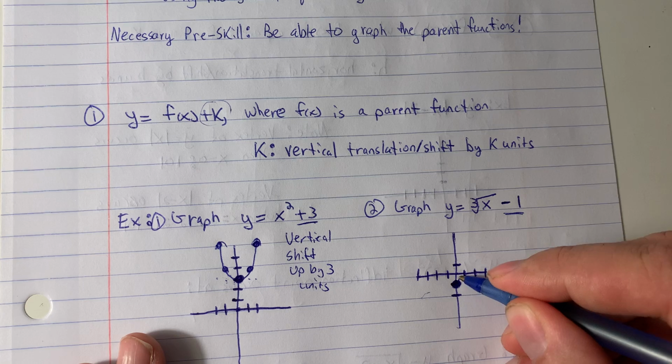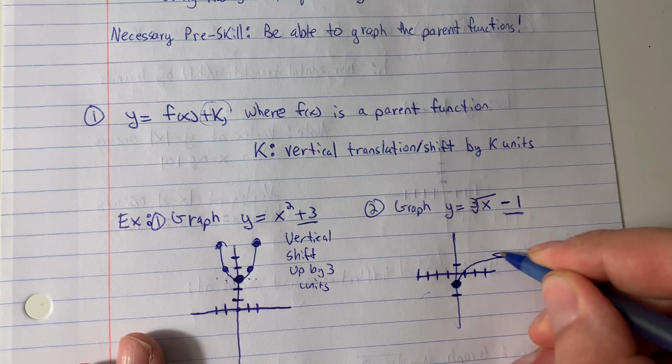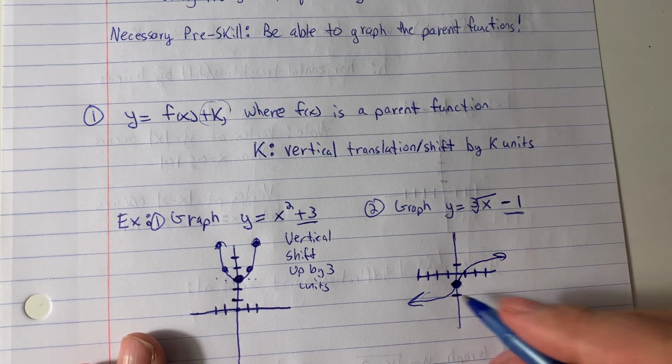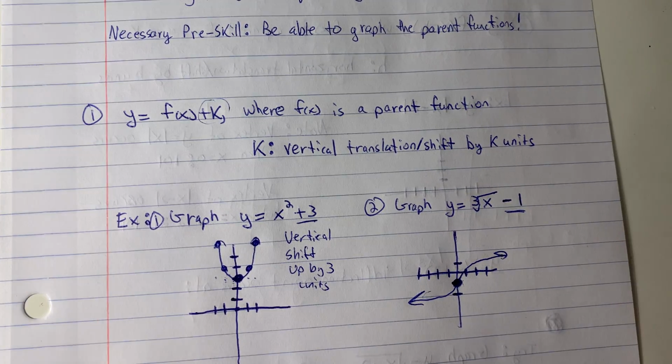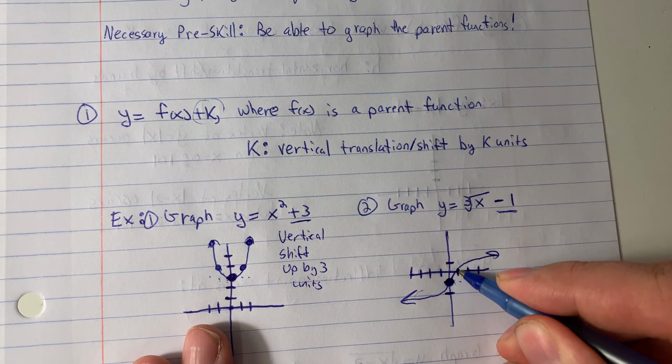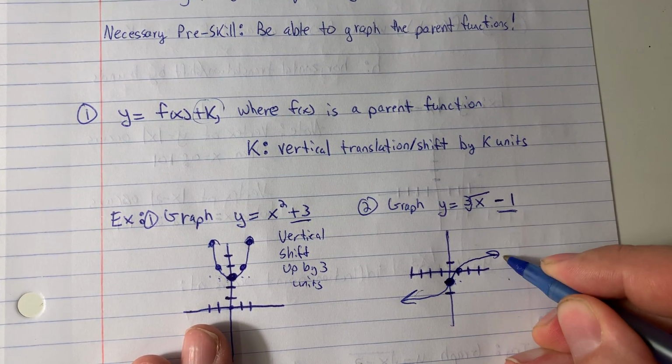From there, we can still graph this concave down shape here and concave up shape here. It's got that inflection point. And here's our cube root graph. Again, if we wanted to be really fancy, we could do cube root of 1 is 1. The cube root of 8 would be 2 to get exact points.